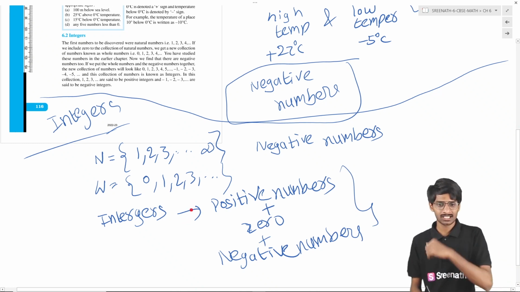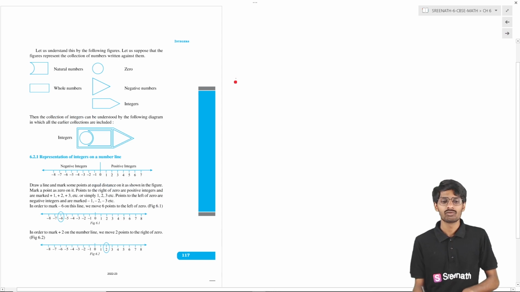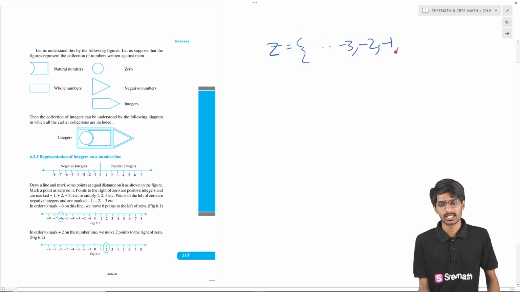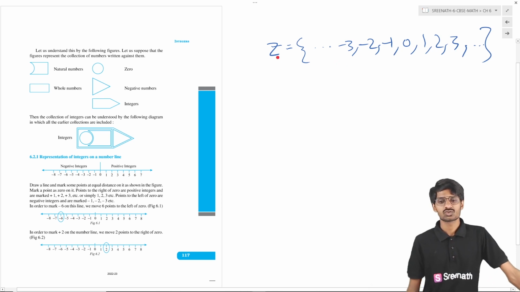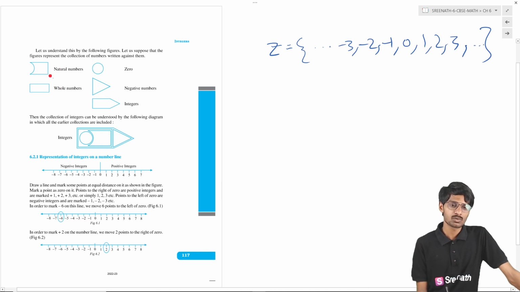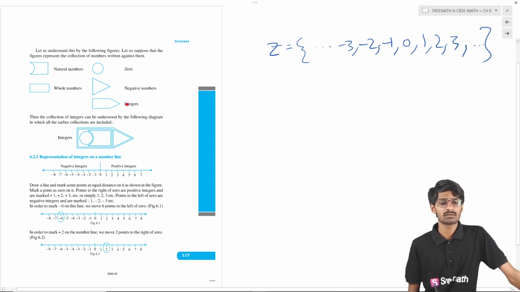So how will you represent the integers, students? Basically we represent integers by a letter called Z. Okay, students, Z is the set of -3, -2, -1, 0, 1, 2, 3, and so on. So it has positive numbers, 0, and negative numbers. In this way you will represent the integers, students. If you want to pictorially represent it, suppose this is the shape of natural numbers, this is the shape of 0 and this is the representation of whole numbers, this is the representation of negative numbers, and finally this is the integers.